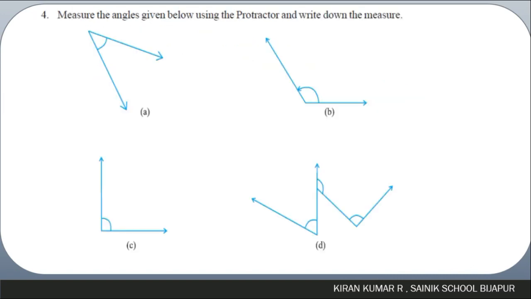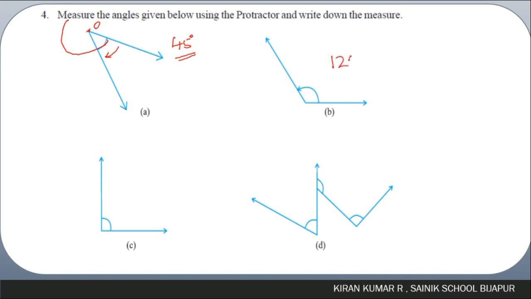Question number 4. Measure the angles given below using protractor and write down their measure. This particular question, I'll leave it to you. You need to measure using protractor. You have to place the protractor in such a way that the zero of the protractor lies at this point, and you need to measure from this direction. If you do that, probably you'll get 45 degree. You can check this out.